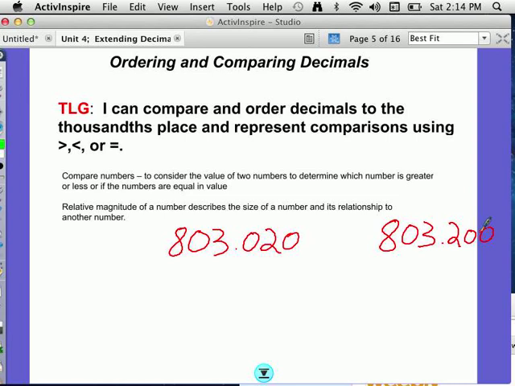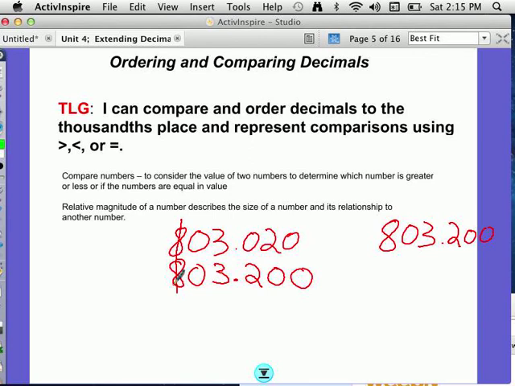So I am going to rewrite my second number here, 803 and 200 thousandths, underneath my first number here, 803 and 20 thousandths. So now that I have those lined up, as Ms. Holland stated, we start off in our highest place value, which when we look at our number is the hundredths place. Once we start there, we start working our way to the right of that number. As we can see, in the hundredths place, they both contain an 8. So their values are both the same, which is 800.